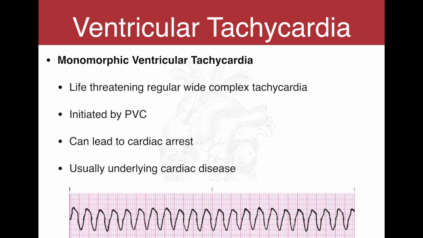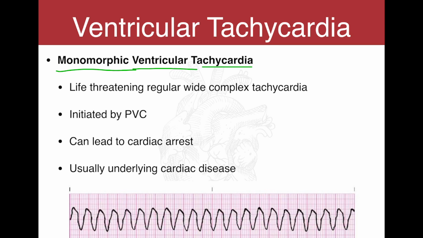This one we're going to start out with is monomorphic ventricular tachycardia. And just like monomorphic PVCs, when we have monomorphic ventricular tachycardia, all of the complexes are going to look identical to each other. And this is a serious and significant rhythm, something you need to be able to identify. Unfortunately, it's fairly easy to do that most of the time. And it's something we need to also know how to treat.